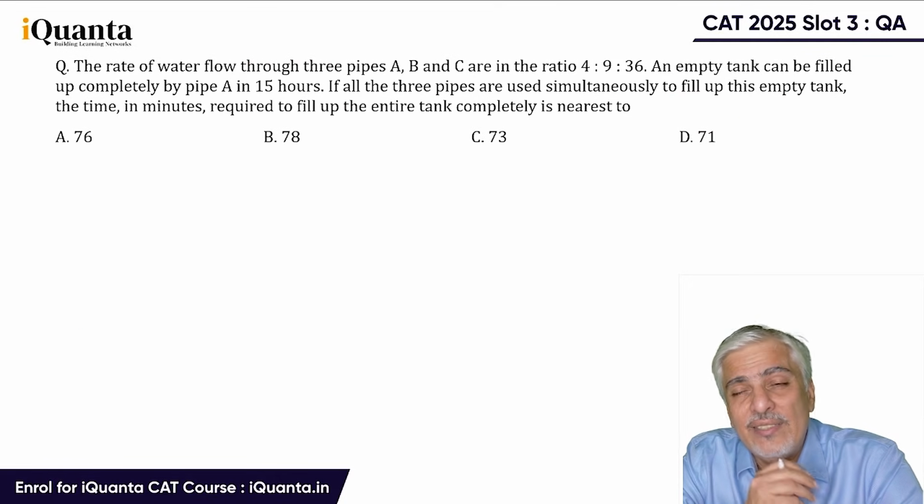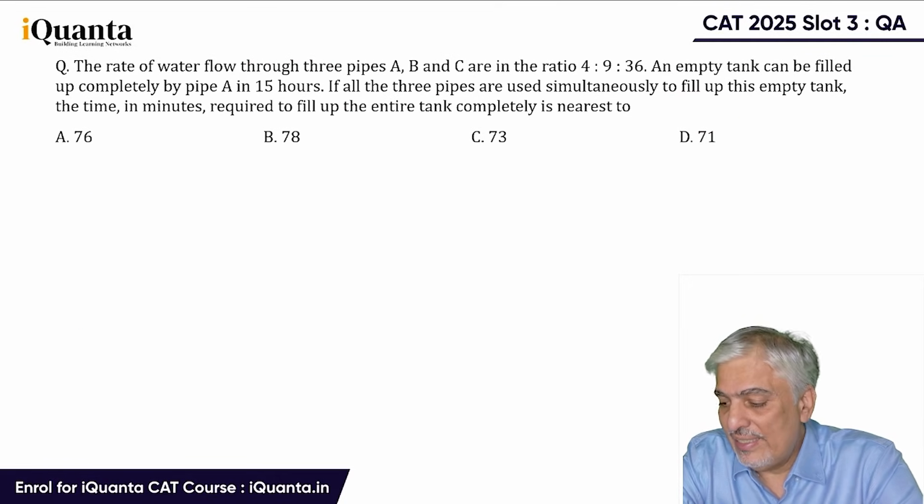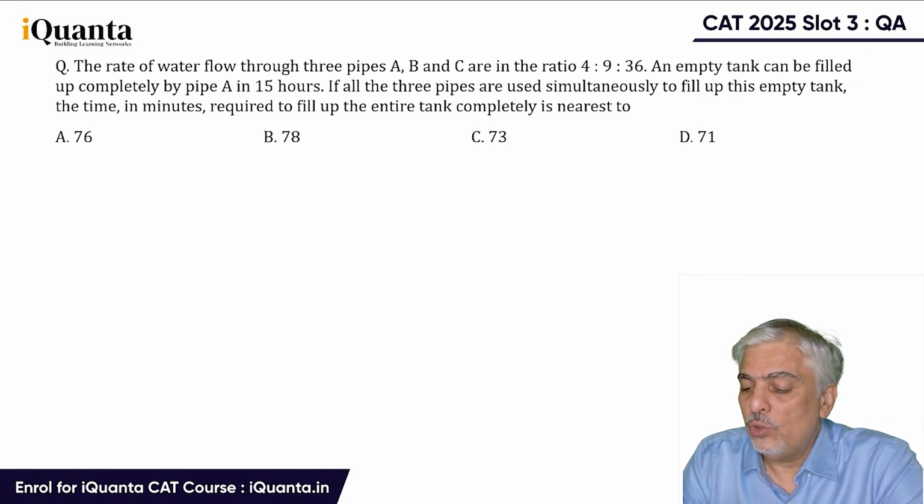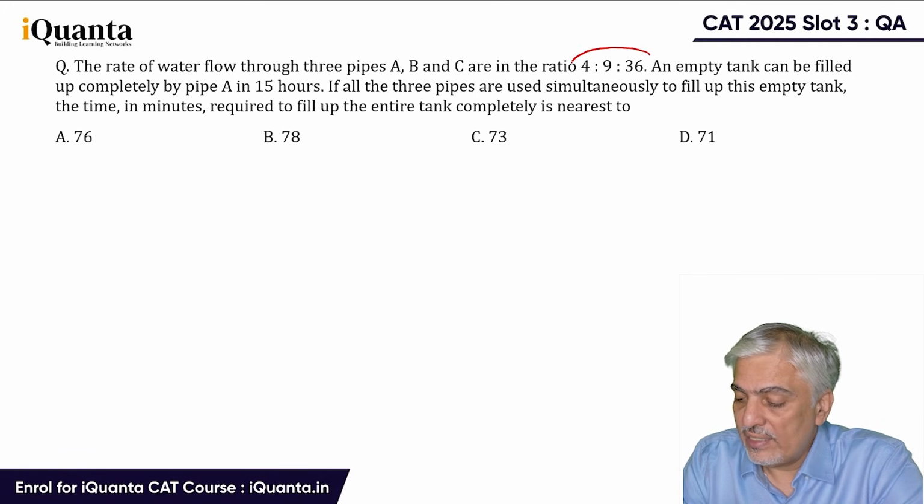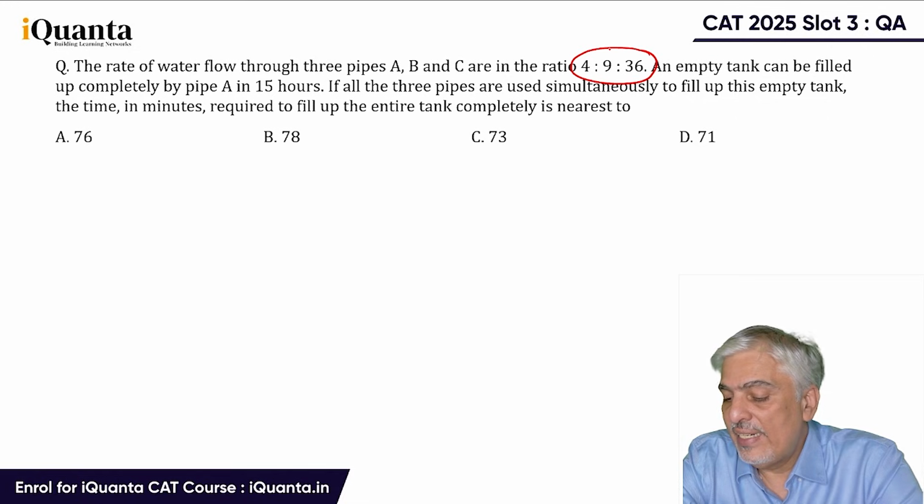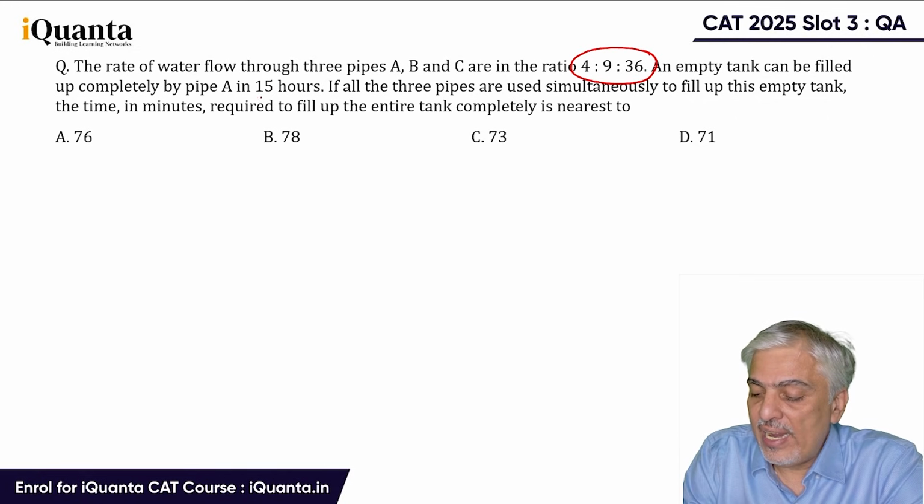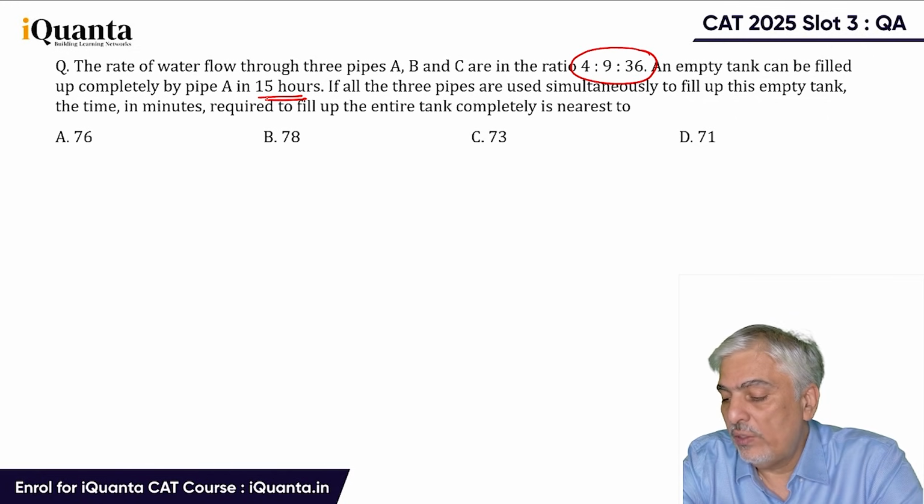Again, I think one of the easiest questions of this test. The rate of flow through 3 pipes A, B, C is in the ratio 4:9:36. An empty tank can be filled by A in 15 hours. If all 3 pipes are open simultaneously to fill up this empty tank, the time required in minutes to fill is nearest to what?